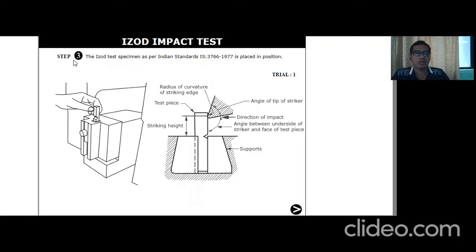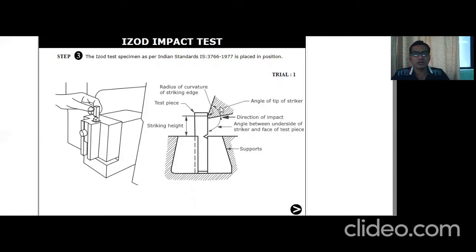Next, step number 3 for trial number 1: the Izod test specimen as per the Indian Standard IS 3766 of 1977 is placed in position. Here you can observe this is the anvil, and we are keeping the sample inside the anvil. This again is the arrangement showing the sample. This is the support for the anvil. Then this is our test piece or specimen.